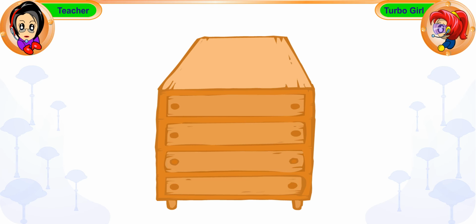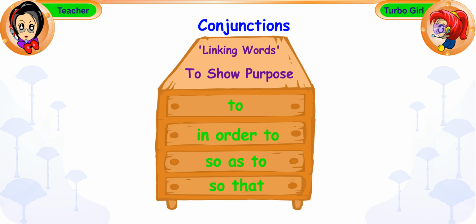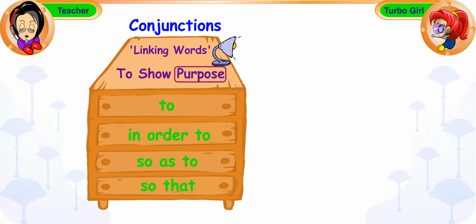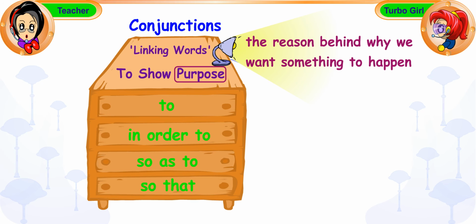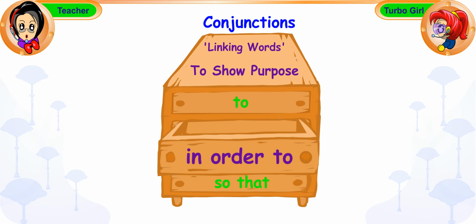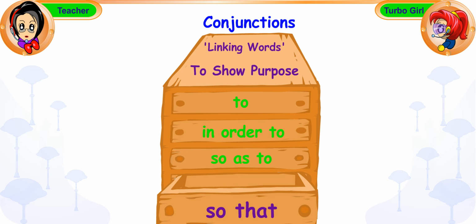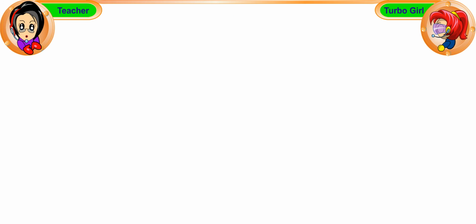For today's lesson, we will be learning four types of conjunctions or linking words that are used to show purpose. Purpose means the reason behind why we want something to happen. The linking words are to, in order to, so as to, and so that. Let's look at an example in one.